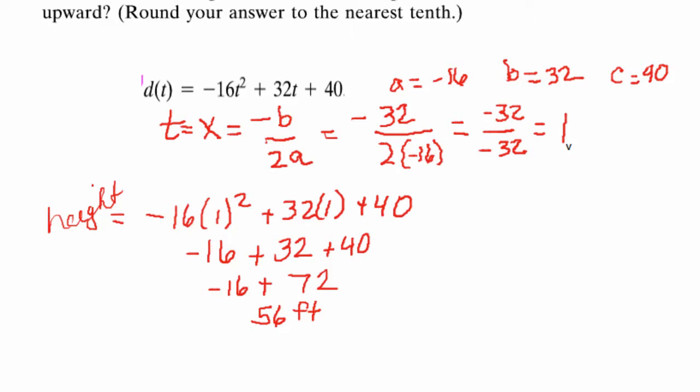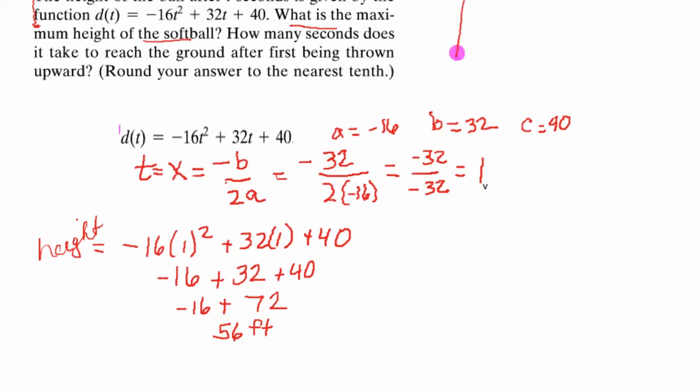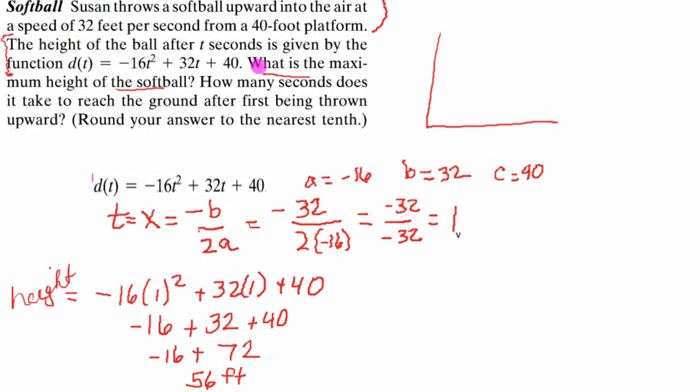What is the maximum height of the softball? The second question is, how many seconds does it take to reach the ground after first being thrown upward? And you know what's happening is this, because we talked about this being a parabola, right? And now you've just found that at t equals 1, we've got our highest point, and it's at 156, right?